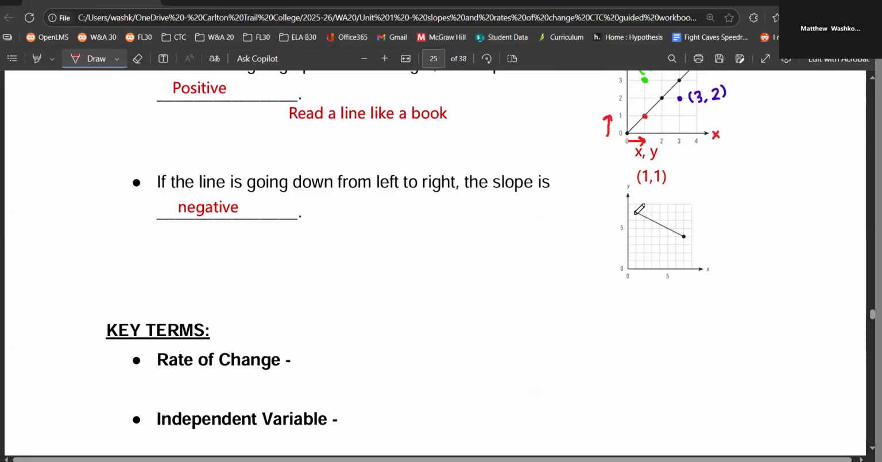Figure out the slope of this line here. First thing you got to do, it's not as easily identifiable, right? Is you got to pick 2 points.